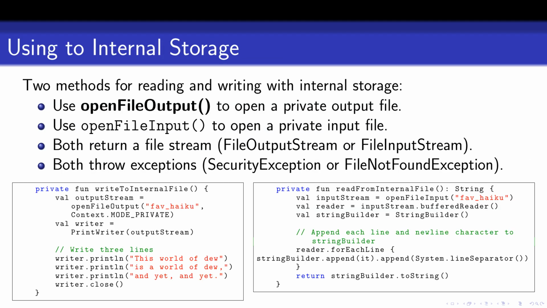Saving to internal storage uses Open File Output to create private files in the app's directory. This code snippet writes a haiku to a file named favehaiku, using PrintWriter for clean text output. Reading uses Open File Input to retrieve the file's content. This approach ensures reliable, app-exclusive file storage for persistent data.